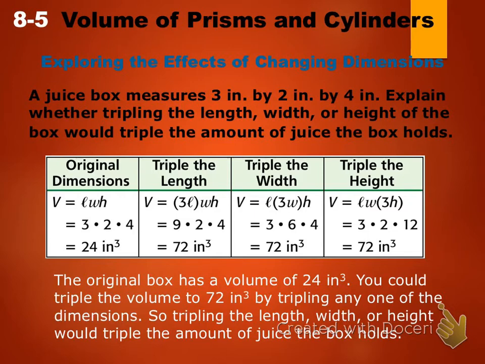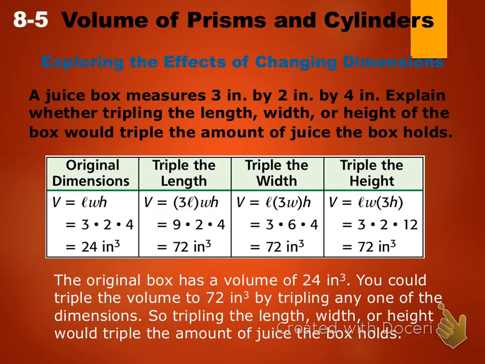If you tripled the length, 3 times L, so that'd be 9 times 2 times 4. We end up with 72 inches cubed. If we tripled the width, which was 2, so now it becomes 6. So we have 3 times 6 times 4. You get 72 inches cubed again. Or if we triple the height, which was 4, triple it, you get 12. So 3 times 2 times 12. Again, you get 72 inches cubed.